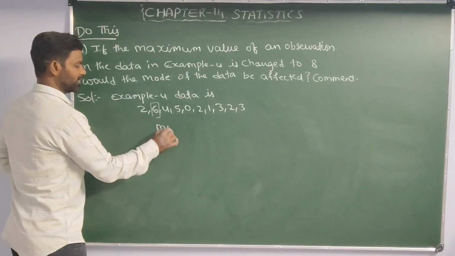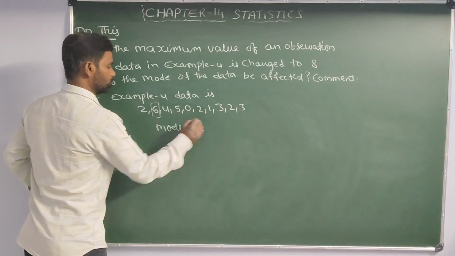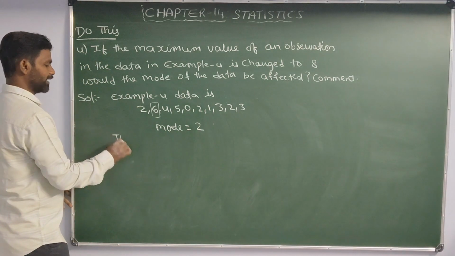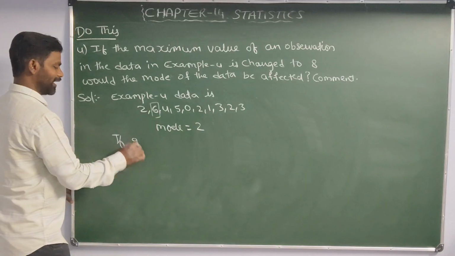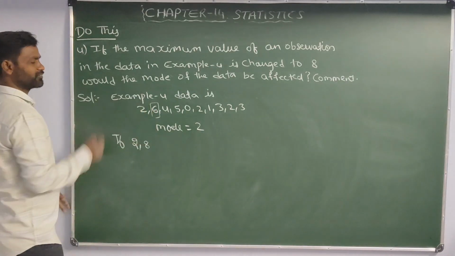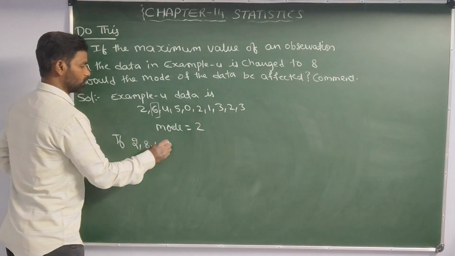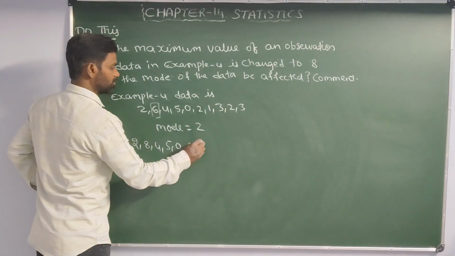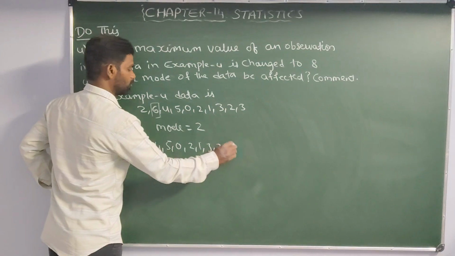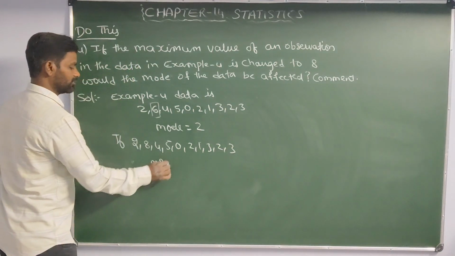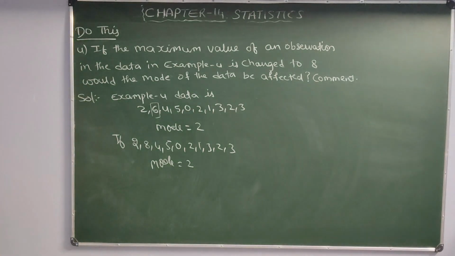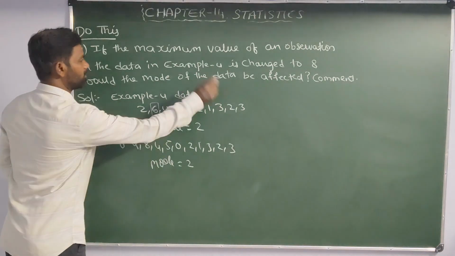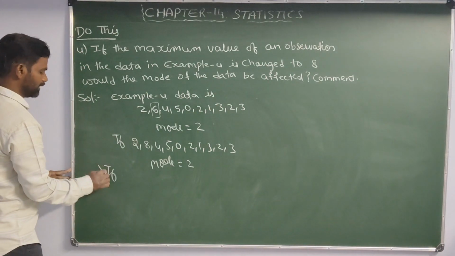So what is the mode here? Mode is 2. Now if I replace the maximum value with 8, that is, in the place of 6 if I write 8, what is the mode? The mode is the same, there won't be any effect. So the mode does not change. Mode of the data. So let us write.